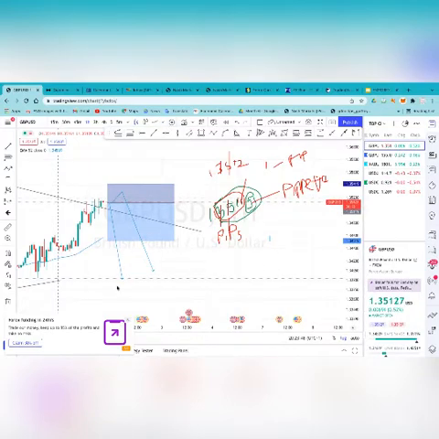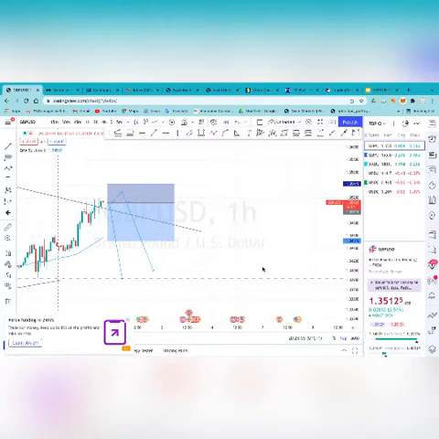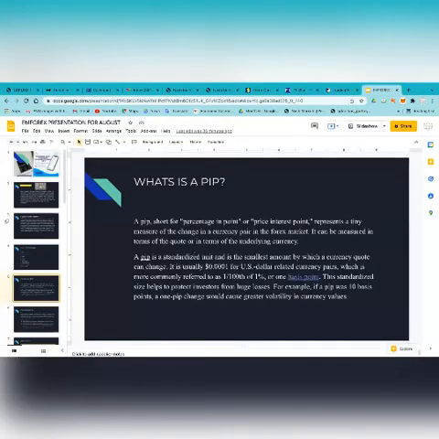All right, so now let me clean this whole stuff, then we forge ahead. Okay, so now we have what? A pip is basically the change in price. So once there's a change in price, that's a change in pips.